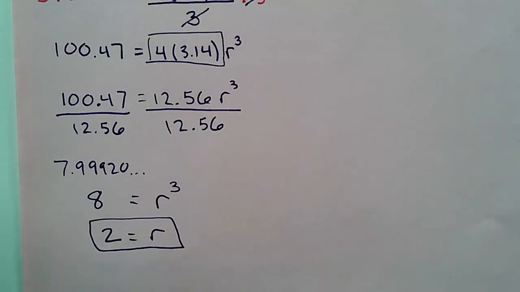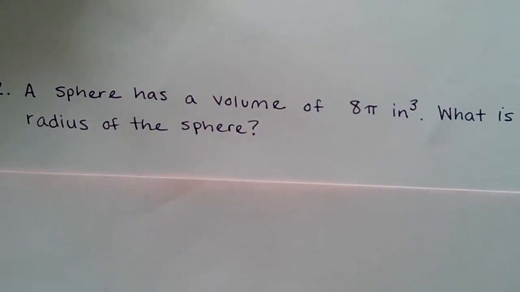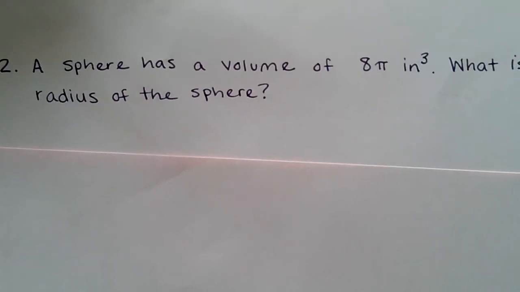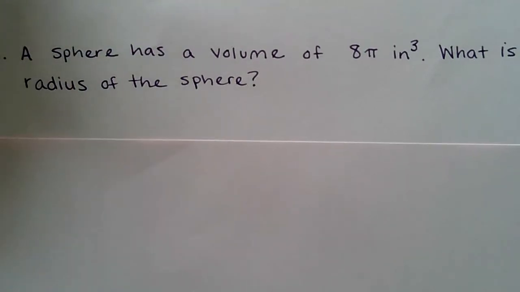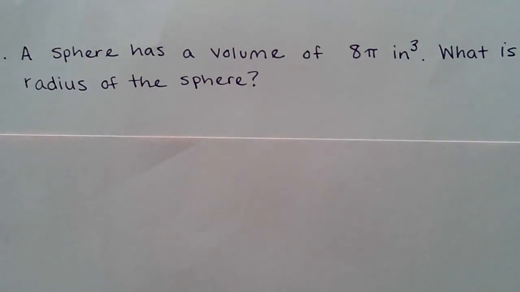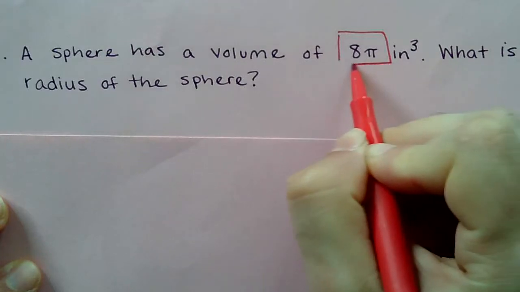All right. We're going to look at another sphere problem, but this time they tell us something a little goofy. So here it is. A sphere has a volume of 8 pi inches cubed. What is the radius of the sphere? 8 pi. Well, they just give it to us in an exact form. So this is called exact form.